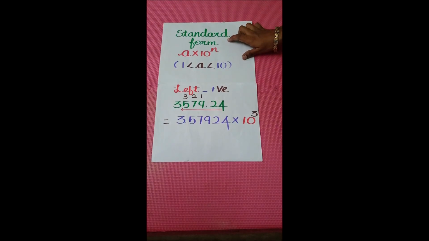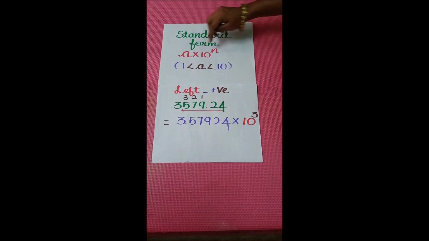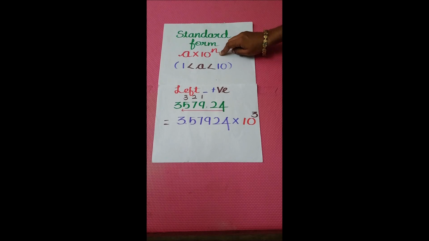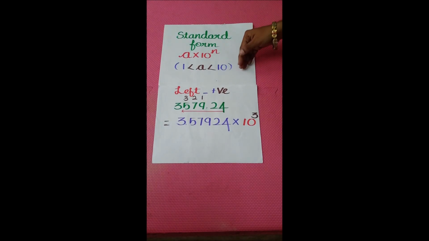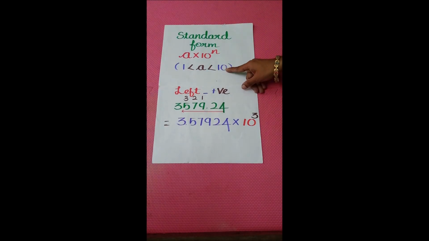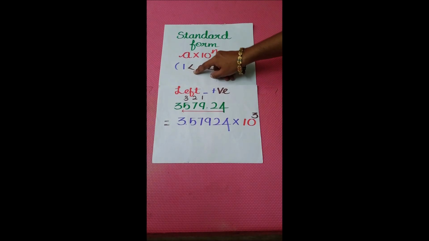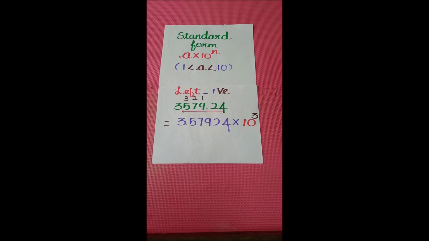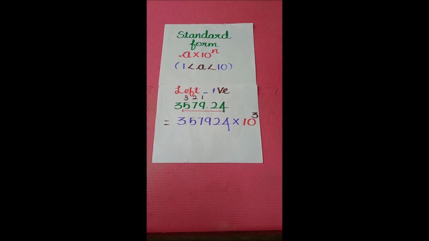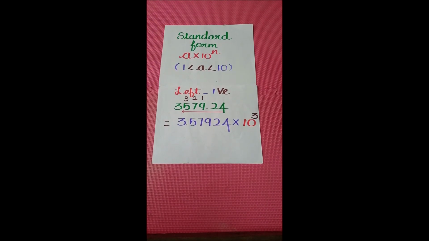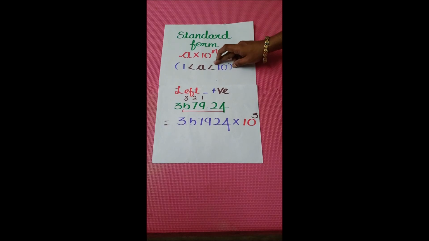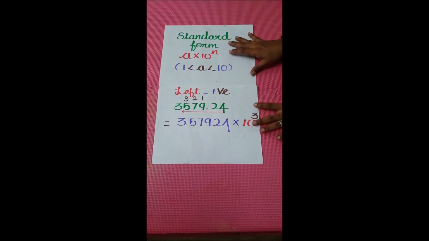Next one is standard form. So how can you change and write the given question into the standard form? A into 10 to the power n. A lies between 1 and 10, which means A is equal to 1 or greater, but less than 10. So the values are 1, 2, 3, 4, 5, 6, 7, 8, up to 9 only, since it must be less than 10. So you can take up to 9 only. So listen here.